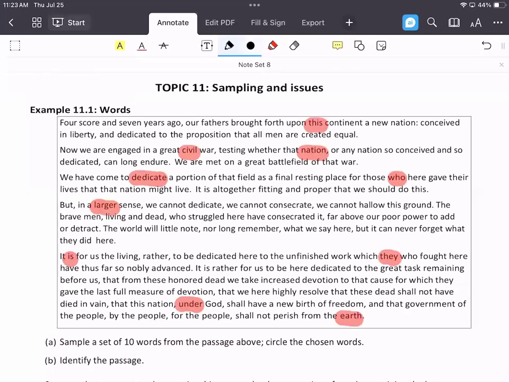There are the 10 words that I chose. So you will use your words as we complete this, but I'm going to use my words. So let's start with identifying now the passage. Do you know what it is? If you said Gettysburg Address, you nailed it. So this is the Gettysburg Address.